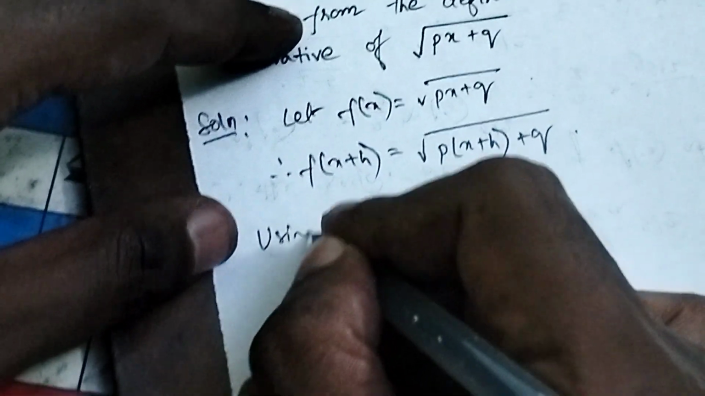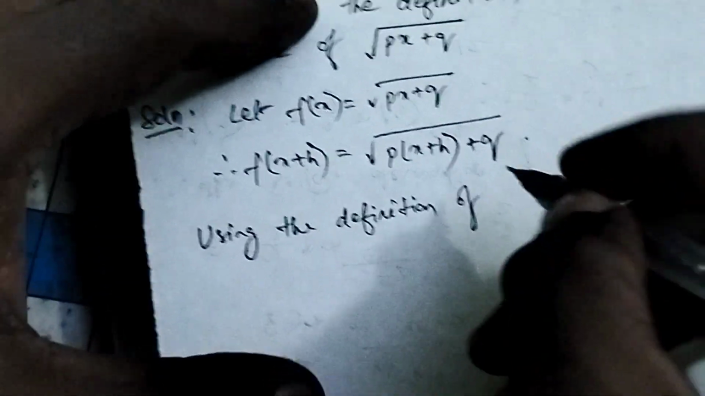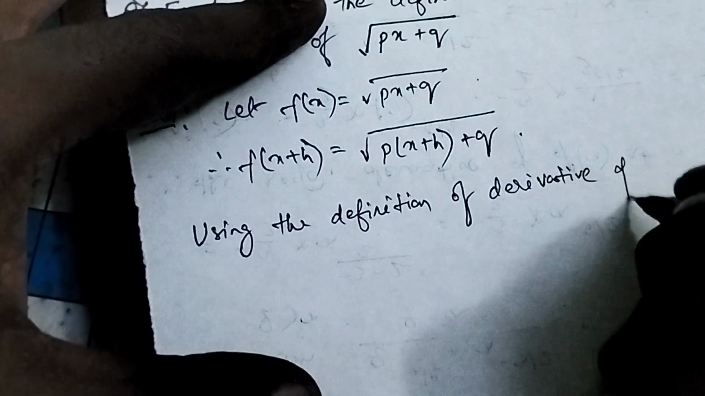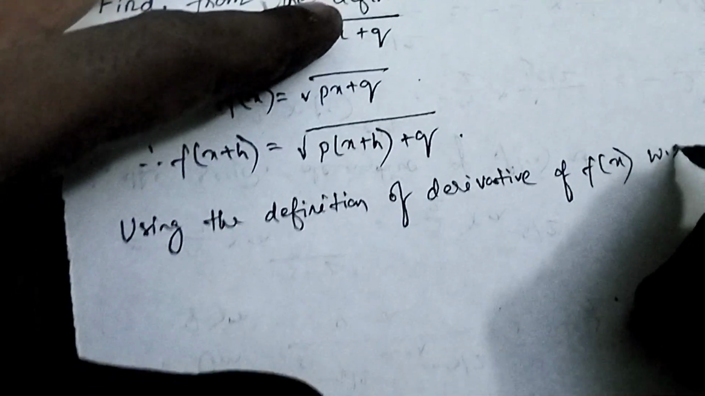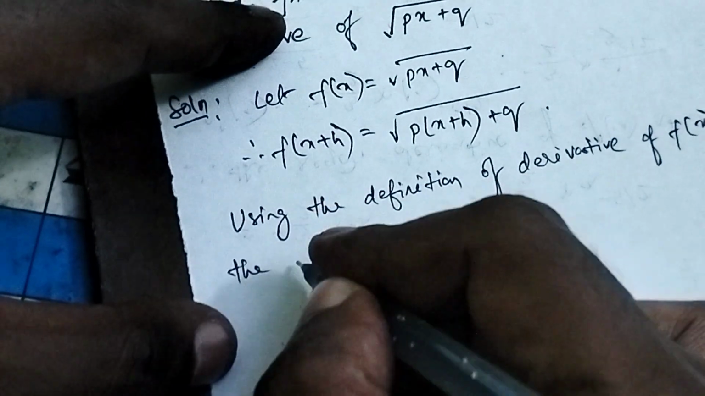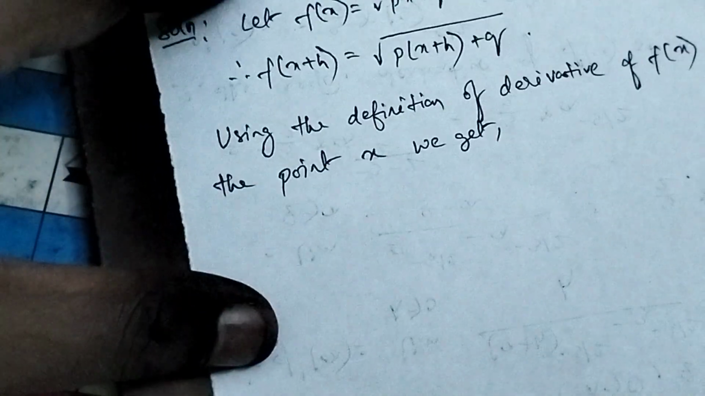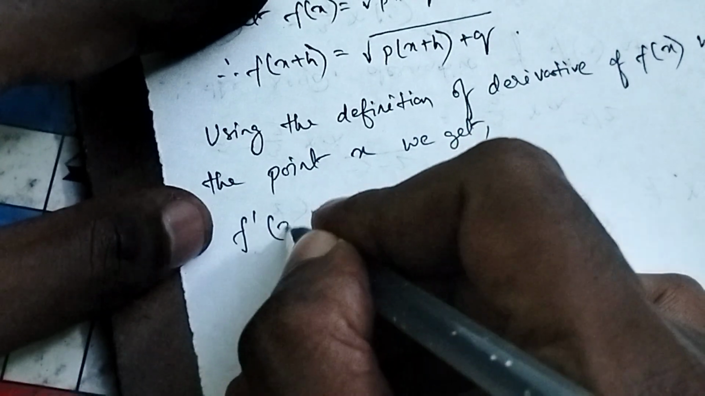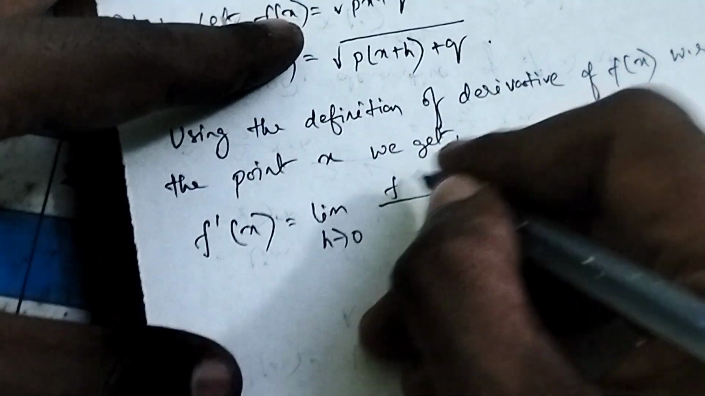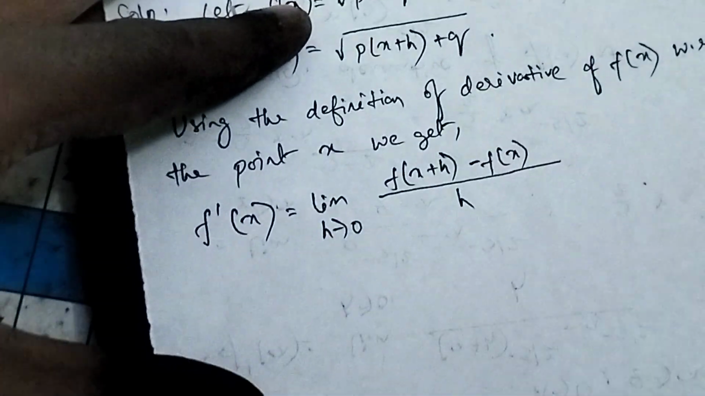So now using the definition of derivative of f of x with respect to x at the point x, we get f dash x is equal to limit h tends to 0 f of x plus h minus f of x by h.